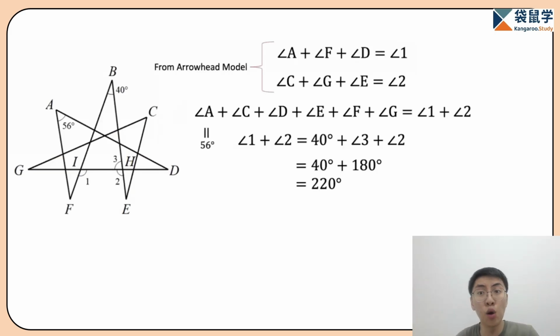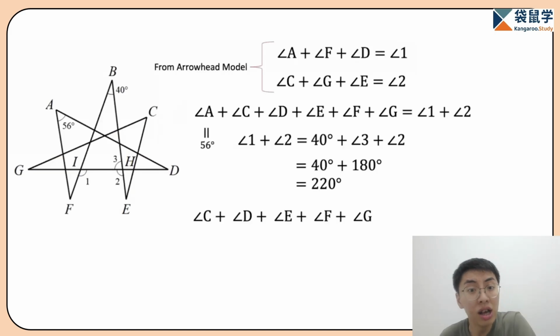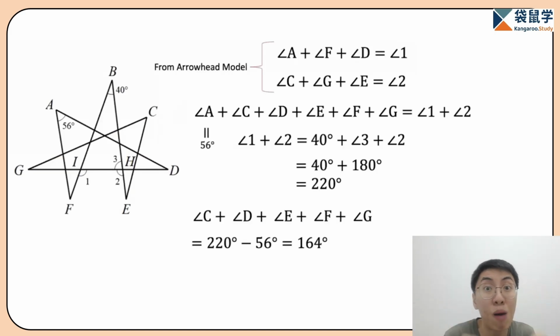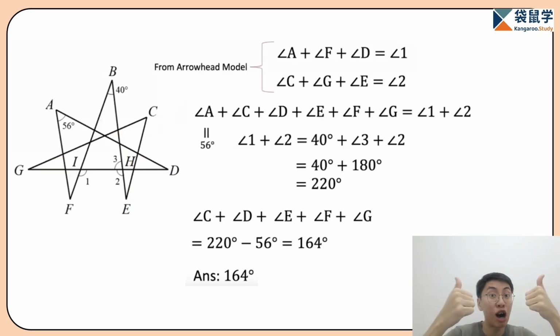So now if I know that angle 1 plus angle 2 is 220 degrees, can I find C, D, E, F, G? Of course we can. How do we do that? I know angle A is 56. And the total of all of them is 220. Essentially, all I have to do is just subtract, and I get my final answer of 164. Fantastic! We have got our answer.